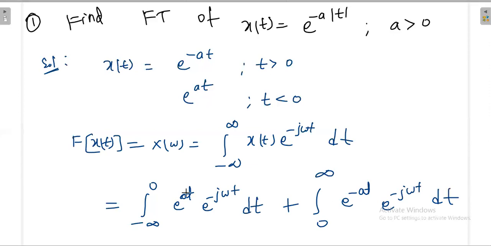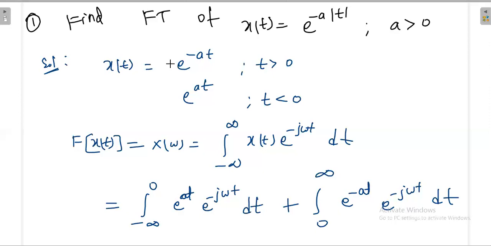Again, it looks like exponentially increasing, but it is an exponential decay, because here t is negative and a is already positive. So even though it looks like an exponential increase, actually it is an exponential decay, because we are at negative time. So this is also a convergent one, and this integral also will provide a finite value.